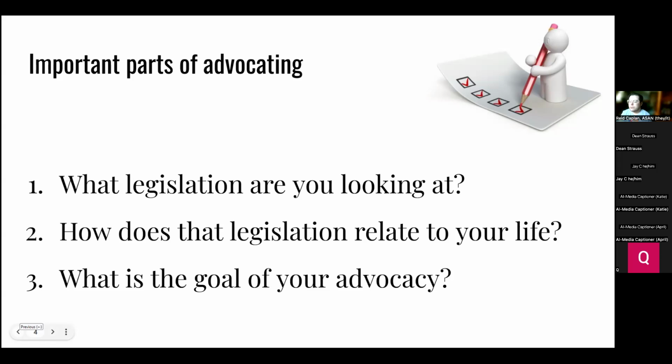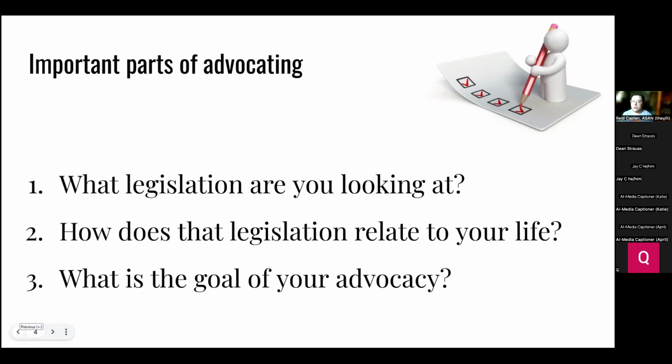This can also just be a specific problem that you want to talk about instead of a piece of legislation. If there isn't necessarily a specific bill already in the government about the topic that you care about, it may be that you want to try and convince your legislator to make a new bill about the topic you care about. So in that case, you can replace the word legislation with, what problem are you looking at? Same with the second one. How does that legislation or the problem relate to your life?